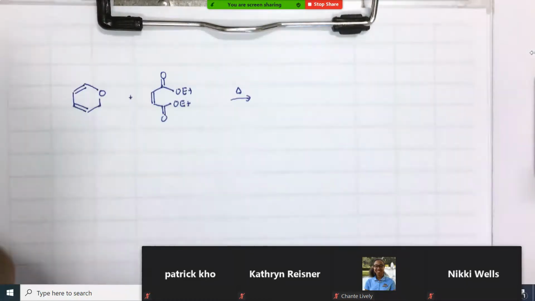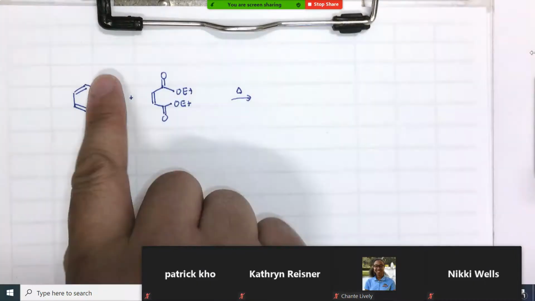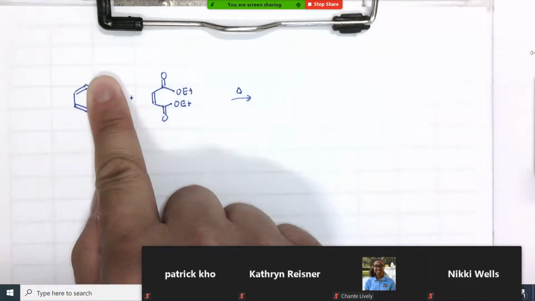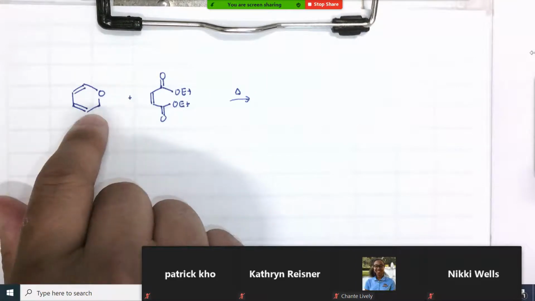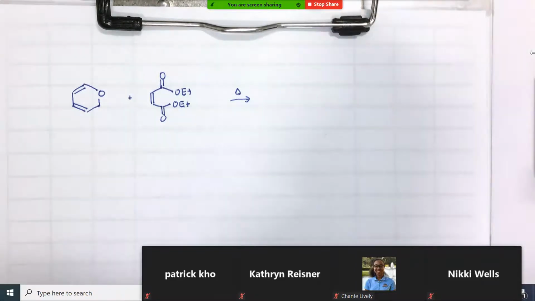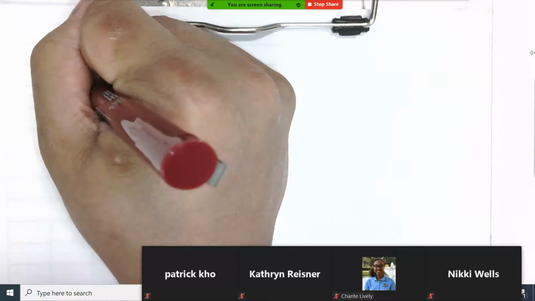So there's an issue here. The issue is I don't have a normal diene, right? I have a cyclic diene. I have a bridge. So let me get you started, and then I'll give you a minute and a half to do this. The bridge is between what? The two red dots.